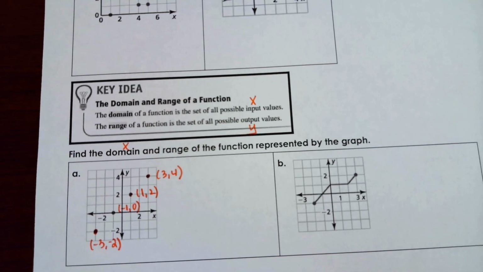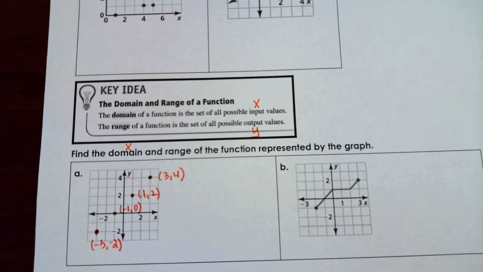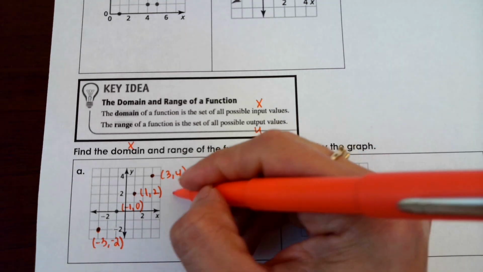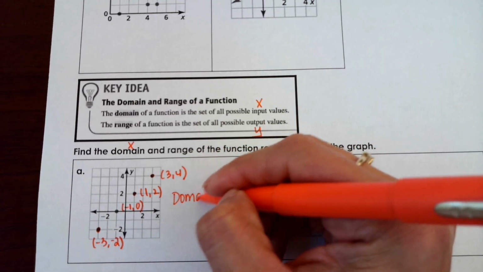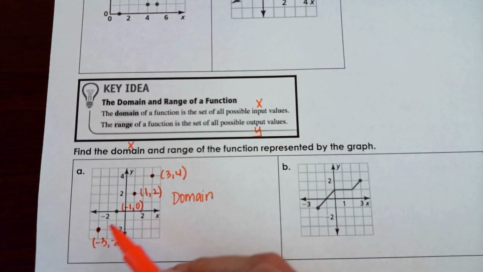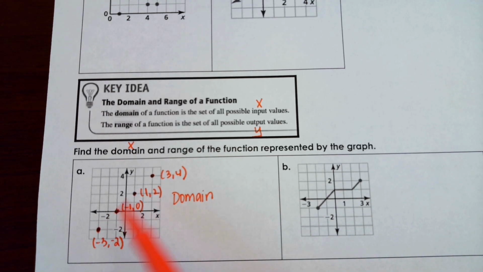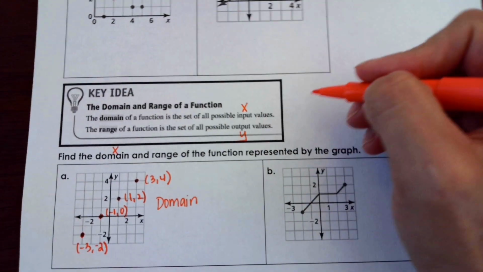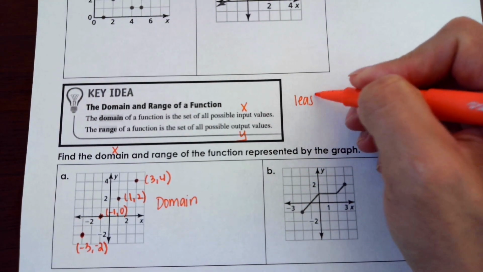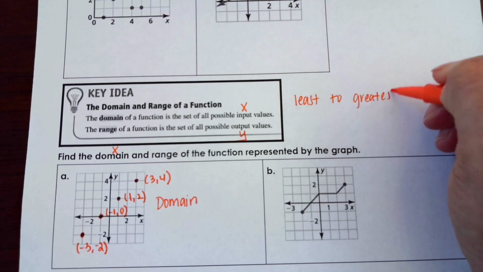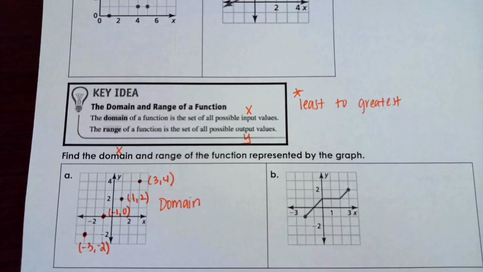So the reason why I want to label these is because now it's going to be really easy to write down the domain. So input values, so we're going to write domain. And the input values are the individual x values of this function. So I have 4 of them because I have 4 points. And we want the domain and range to be written from least to greatest. And that's really important, so make sure you write that down.